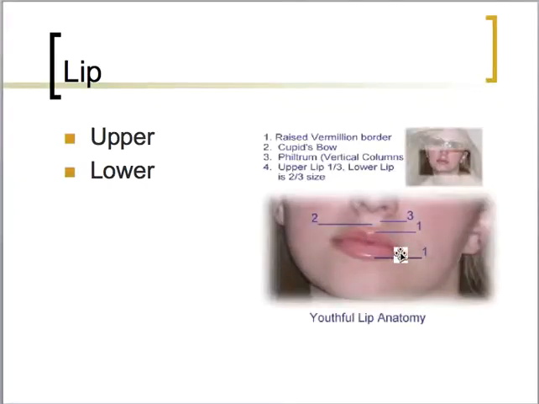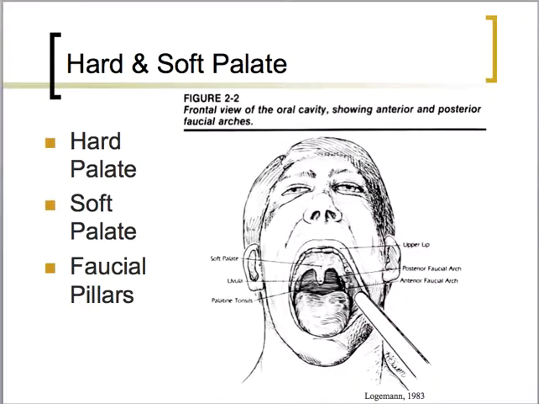Here's a picture of lips. We have the upper lip, the lower lip, the hard and soft palate. The hard palate is directly behind the teeth, and the soft palate is a little bit further posterior to that. And then you have these faucial pillars.